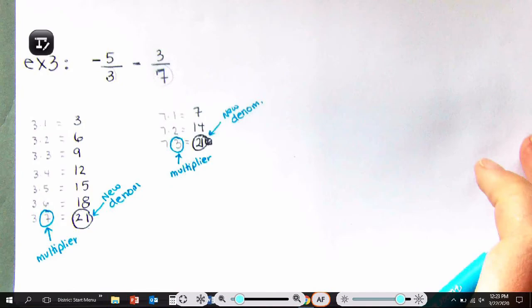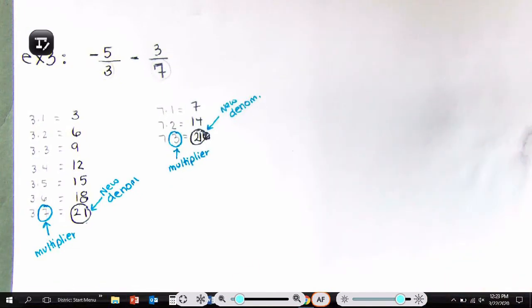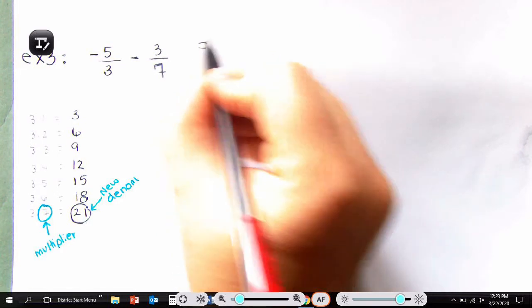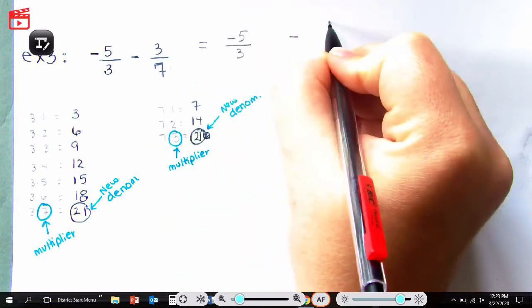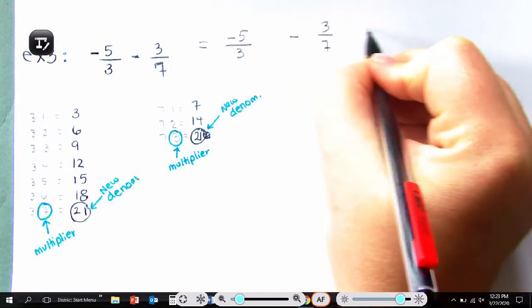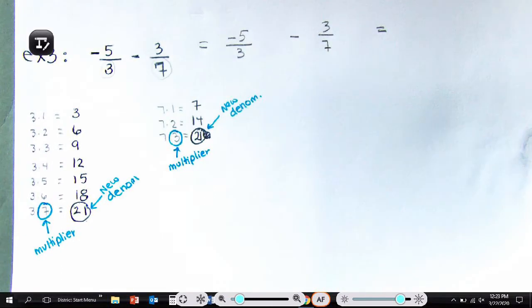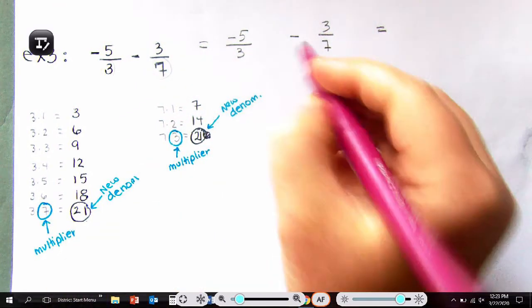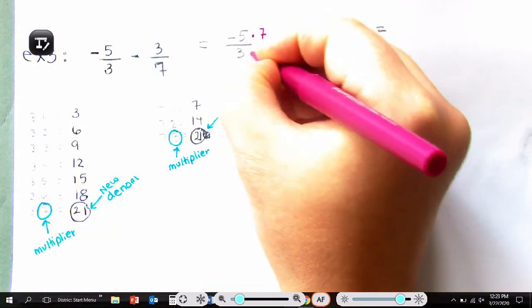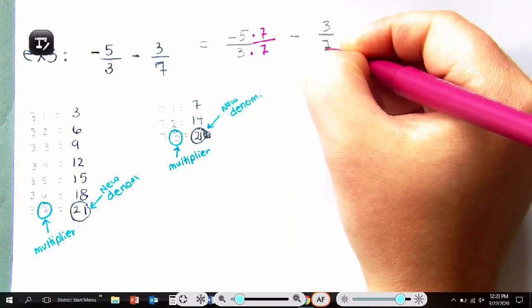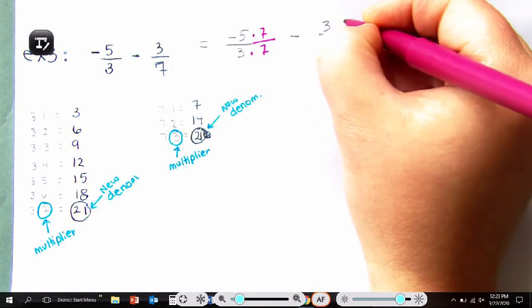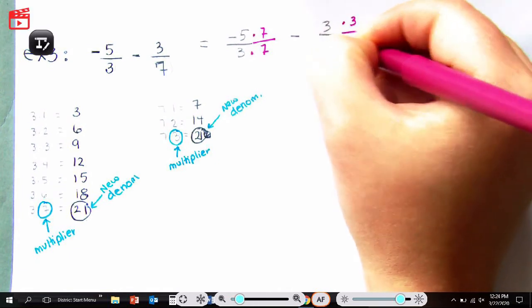Let's shift this up a little bit. Okay, so now we are on step number 4. Already on step number 4. I'm going to rewrite my fraction, but I'm going to leave some space, and I'm going to come back in there and multiply by my multiplier. So 3 was multiplied by 7, top and bottom. And then 7 was multiplied by 3, top and bottom.